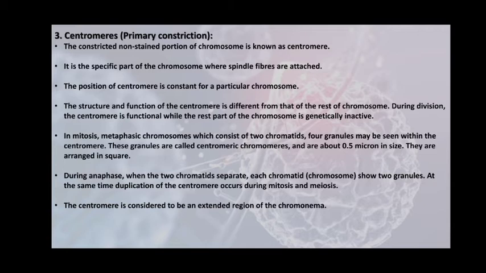The structure and the function of the centromere is different from that of the rest of the chromosome. During division, the centromere is functional, while the rest of the chromosome is genetically inactive. In mitosis, metaphasic chromosomes, which consist of two chromatids, may show 4 granules within the centromere. These granules are called centromeric chromomeres. During anaphase, when the two chromatids separate, each chromatid shows 2 granules. At the same time, duplication of the centromere occurs during mitosis and meiosis. The centromere is considered to be an extended region of the chromonema.